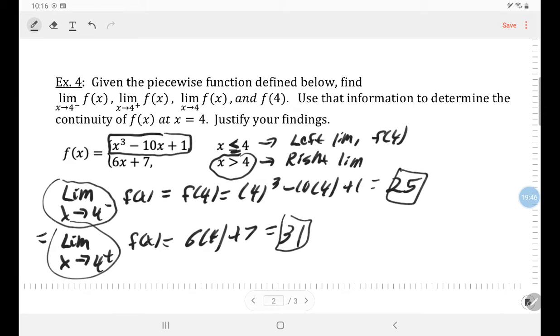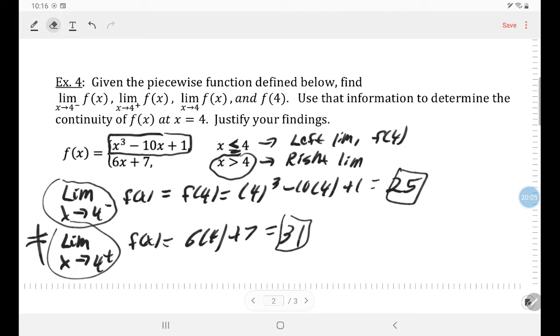Last time I checked, 25 was not equal to 31. Or if you do believe that that is true, do me a favor, I'll give you $25, you give me 31, we'll call it even. No, these are not equal. So no, and no money's going to trade hands in this deal. So I know that this is not continuous.